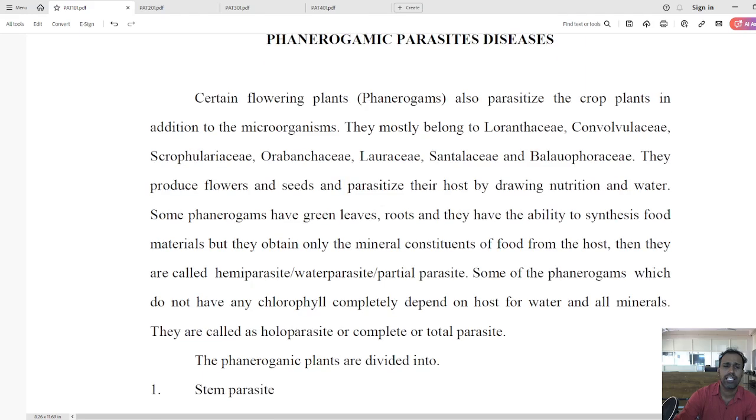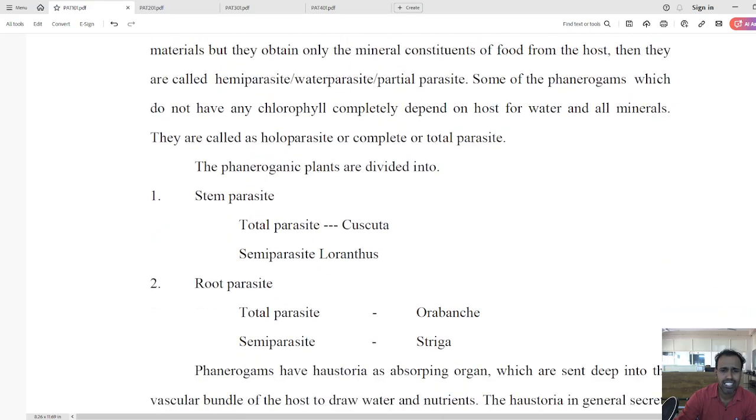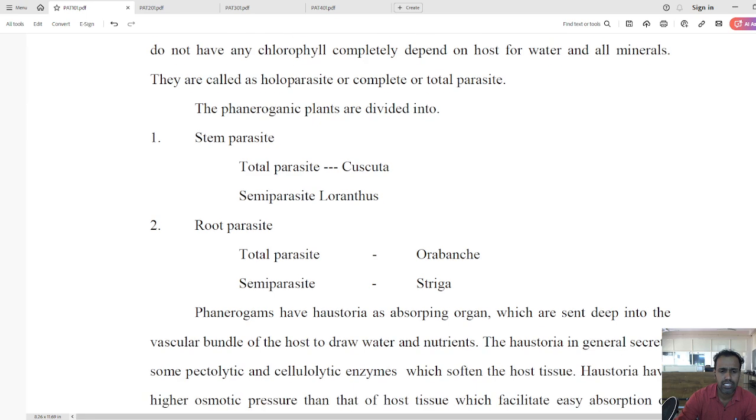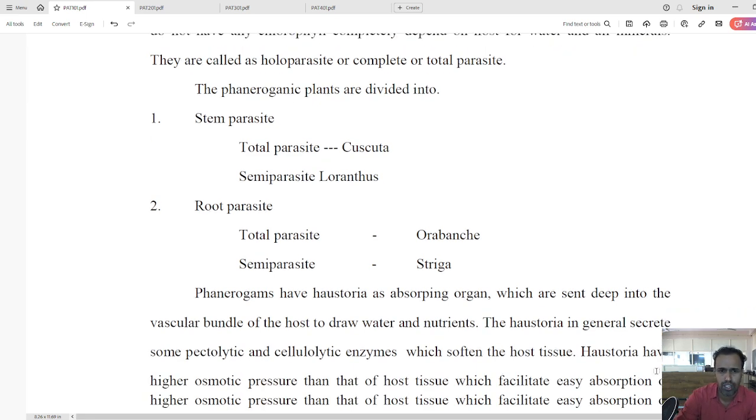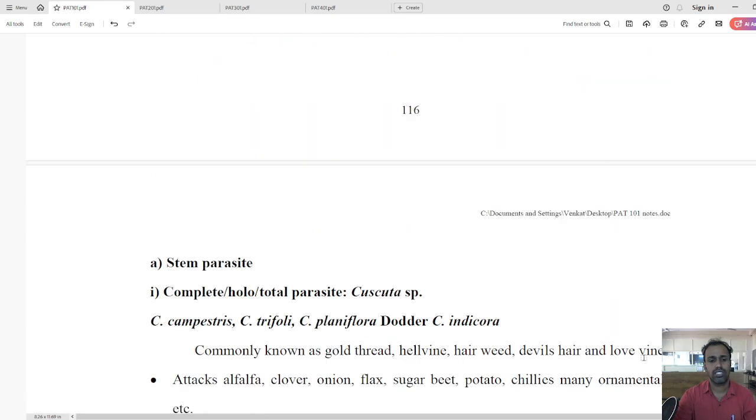Phanerogamic parasites are higher plants only. They depend on the host plant for their food. You have heard of Loranthaceae, Convolvulaceae, Scrophulariaceae. These are examples. This is a stem parasite. Total parasite is Cuscuta, and semi or partial parasite is Loranthus. Root parasite: total parasite is Orobanche, and semi or partial root parasite is Striga. Remember like that.